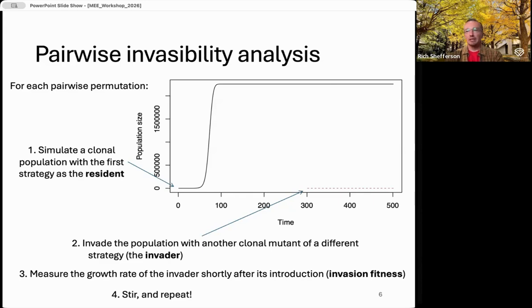After the population has been at that plateau level for a long enough period of time, we introduce a single mutant trait variant that now has to compete against the rest of the population. That would be referred to as the invader. And really, what's interesting here is how the invader does. What happens shortly after its introduction? That's referred to as invasion fitness.